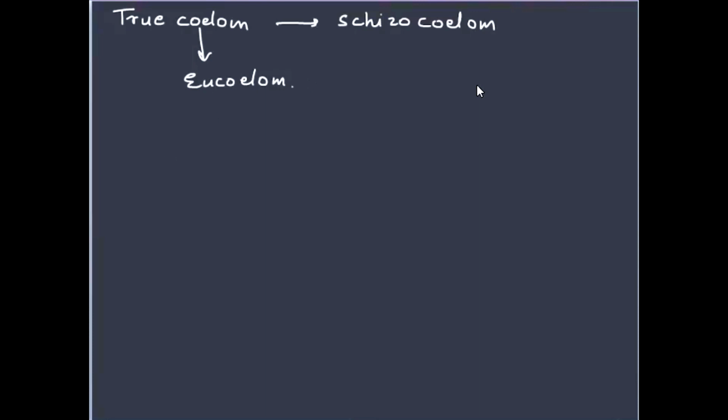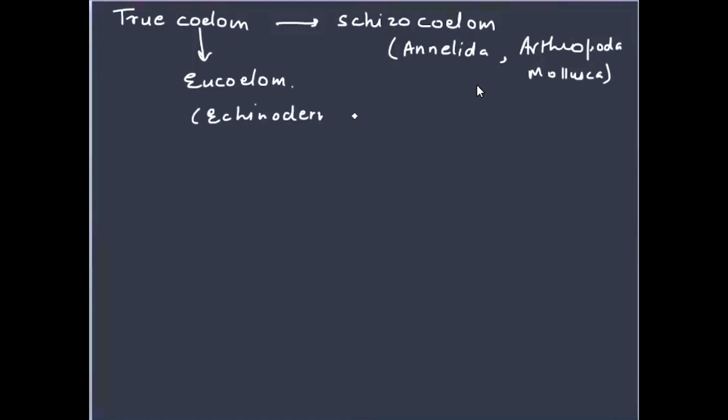Now, how are these two different? First, let's jot down some examples. So you find schizocoelom in annelids as well as in arthropoda and in molluscans as well. Eucoelomates are echinodermata and chordates.